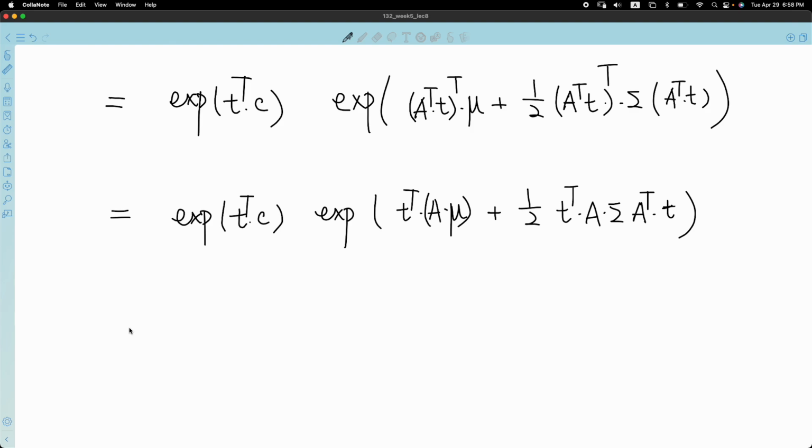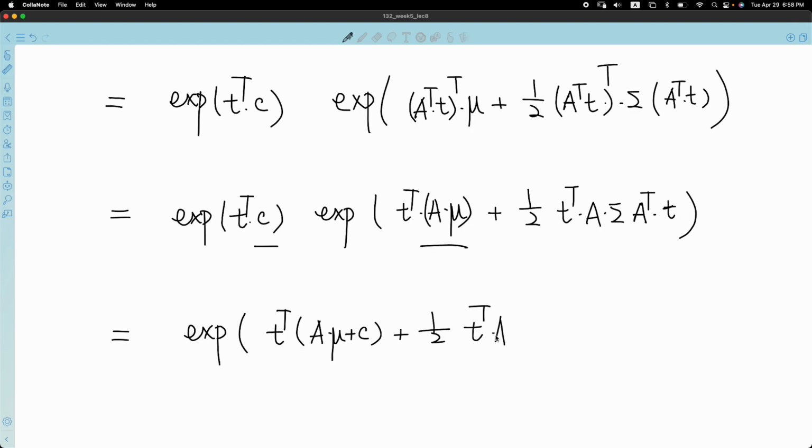And now I'm going to group these two together. Exp of T transpose A mu plus c. So I'm grouping this c and this A mu together, plus 1/2 T transpose A sigma A transpose T. So this is the moment generating function for random variable x. So let me put it on the left hand side. This is the moment generating function for random variable x.